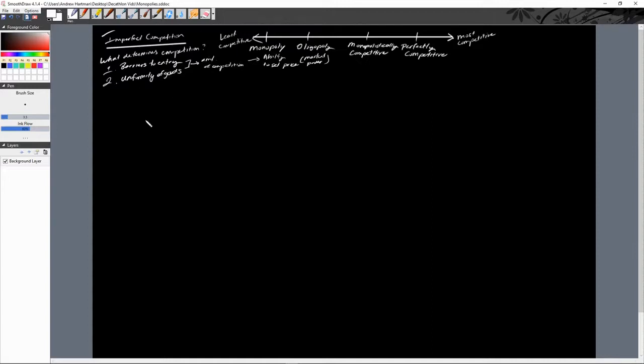Okay, so today, though, what we're going to look at solely is the most extreme version of this, and that is monopoly. Okay, so let's talk about monopolies.